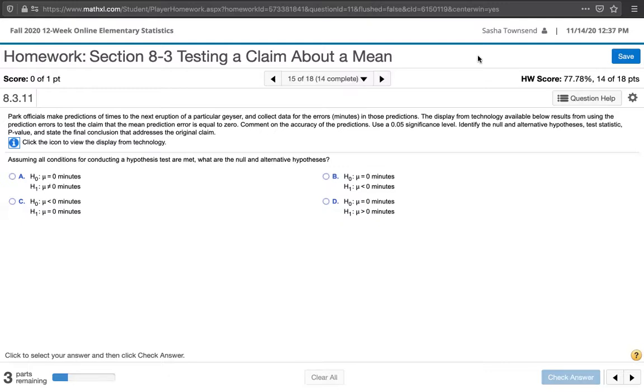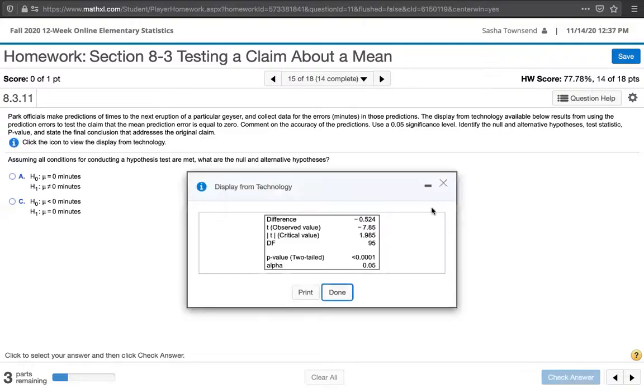And this time we're not going to do too much computation. We're just going to use this output from technology. So I'm going to click on this little eye here, and then you see what some software gave the people who entered the data. So it says difference at the top is negative 0.524. My guess from context is that that is the mean prediction error from the sample of prediction errors that we have from those park officials' predictions of times to the next geyser eruption.